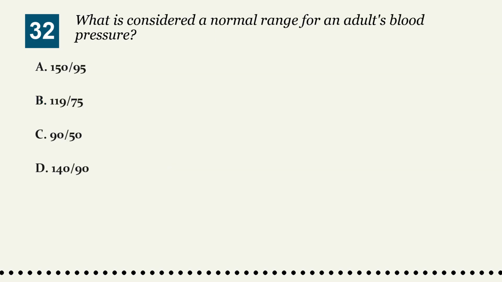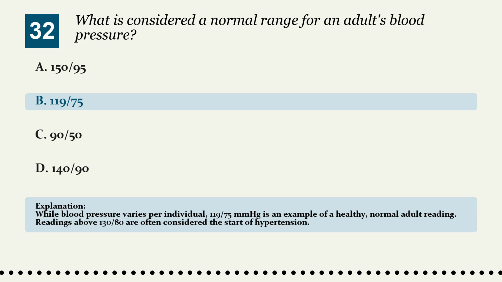Question 32. What is considered a normal range for an adult's blood pressure? Option A, 150/95. Option B, 119/75. Option C, 90/50. Option D, 140/90. The correct answer is option B, 119/75. While blood pressure varies per individual, 119/75 mmHg is an example of a healthy, normal adult reading. Readings above 130/80 are often considered the start of hypertension.